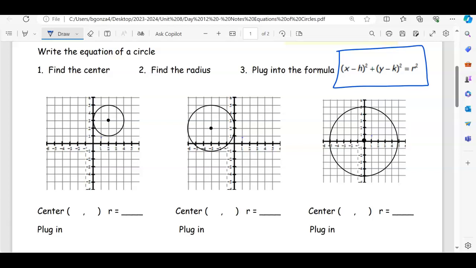So again, H and K are inside parentheses. You're going to write the sign, positive and negative, opposite. And then look, it equals r squared. So whatever the radius is, you got to square it. So I'm going to show you how to do it right here, right now.